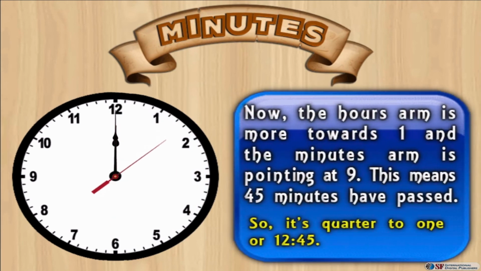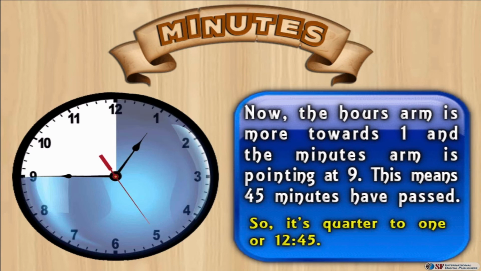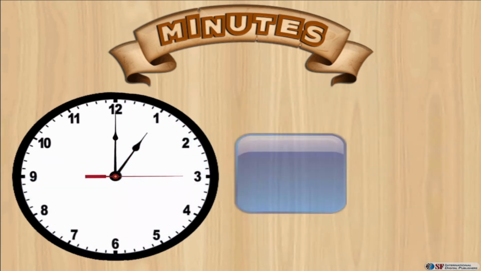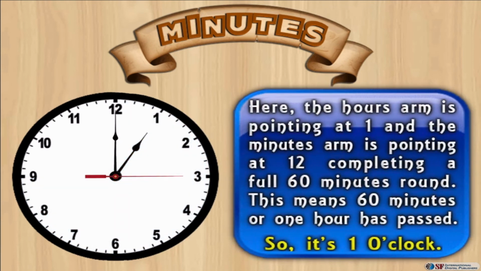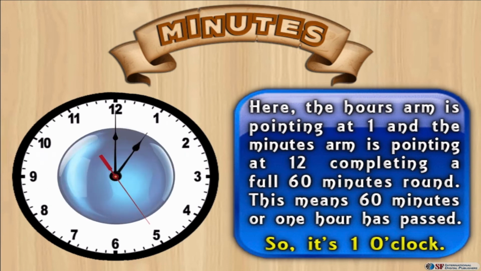Now, the hours arm is more towards 1, and the minutes arm is pointing at 9. This means 45 minutes have passed. So it is 12:45. Here, the hours arm is pointing at 1, and the minutes arm is pointing at 12, completing a full 60 minutes round. This means 60 minutes, or 1 hour has passed. So it is 1 o'clock.